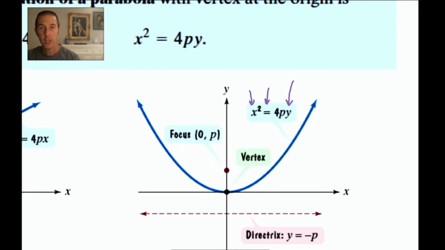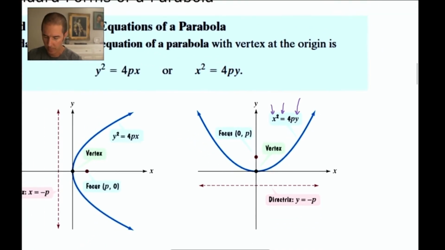So if you see an equation like this and you're trying to determine, is it going to be concave in the up and down direction or in the side to side direction? If it has a y and an equals and an x squared, then it's going to look a lot like the parabolas that you're used to seeing, concave up or down. And if it has an x equals a y squared, then it's the other one. It's opening side to side.